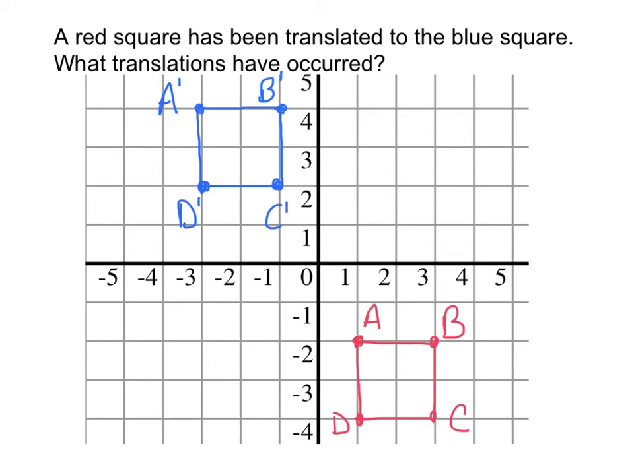Example number 2, and this is our last example. A red square has been translated to the blue square. What translations have occurred? So notice we have our square, A, B, C, D, and then we have square A prime, B prime, C prime, D prime. So what's happened here? What translations have occurred? So figure that out on your own. But there are 2 answers you could have. If we pick A, let's start with A, and I'm going to draw this in green.